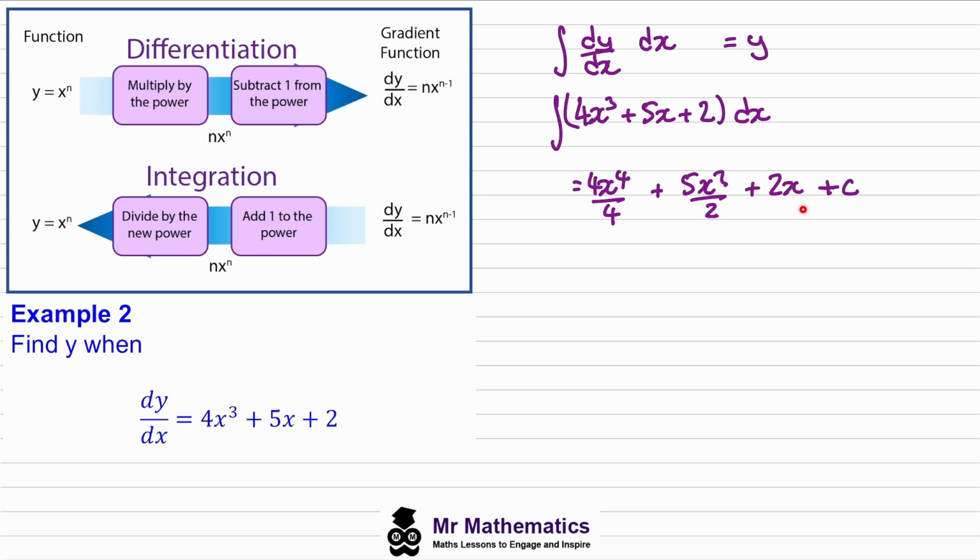And then we can tidy this up. So we get y is equal to x to the 4 plus 5 over 2 x squared plus 2x plus c. Okay? Let's try one more example.